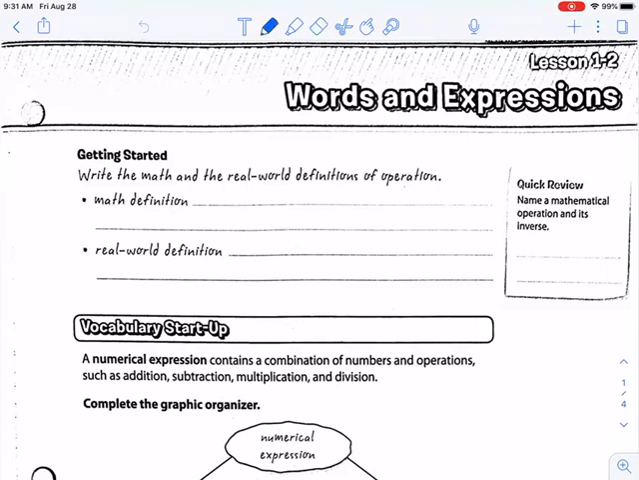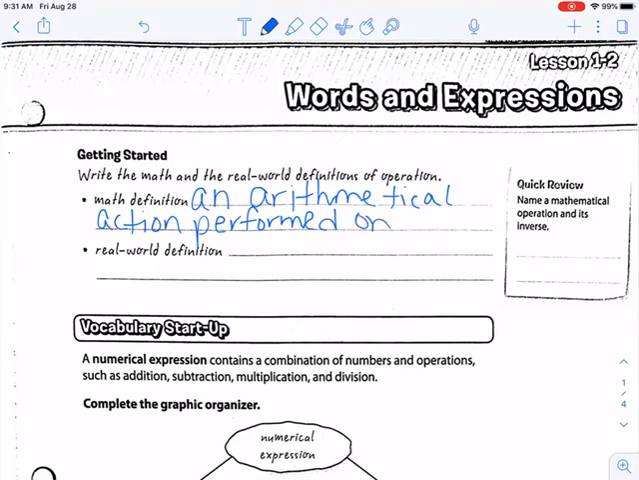All right, so you probably have something a little bit different than me, but the math definition for operation is an arithmetical action performed on numbers. Okay, and a real world definition that I can think of is maybe like surgery, a medical procedure.